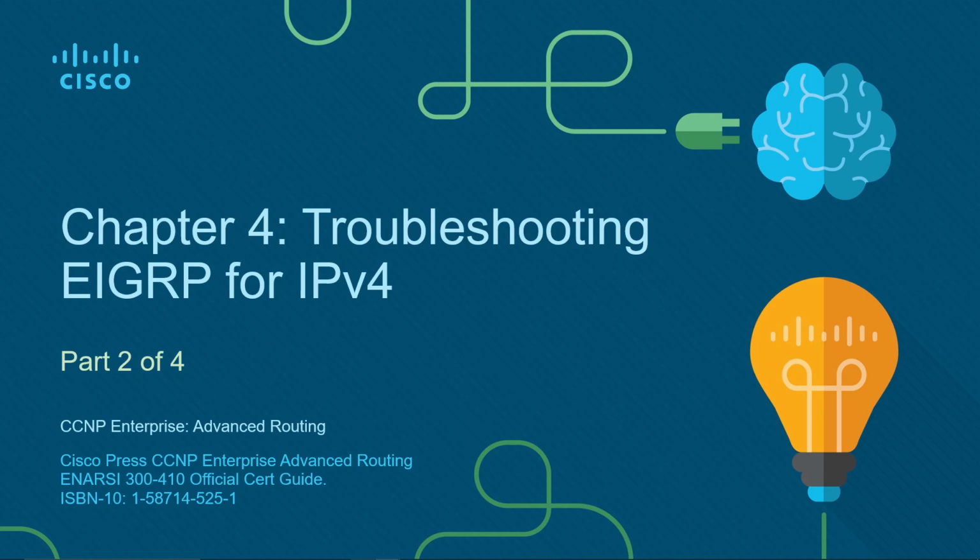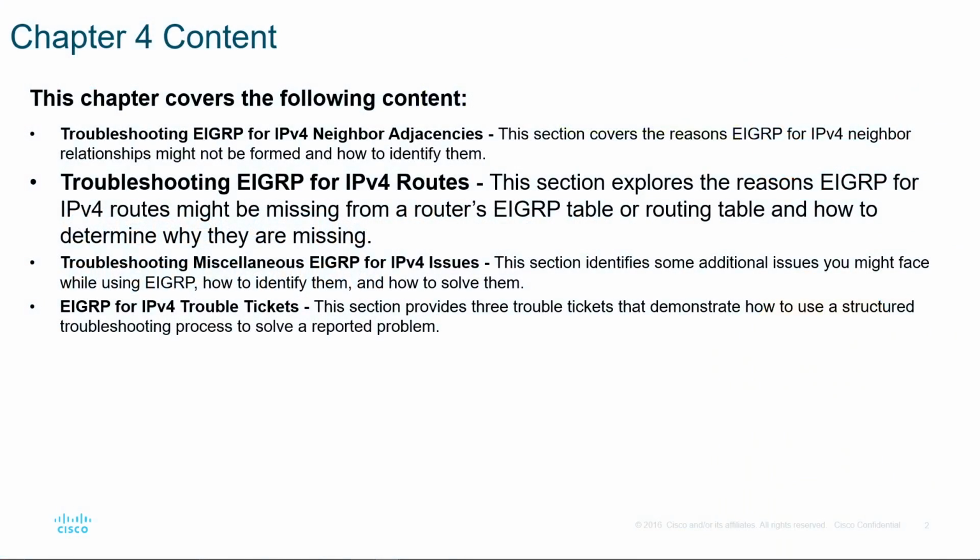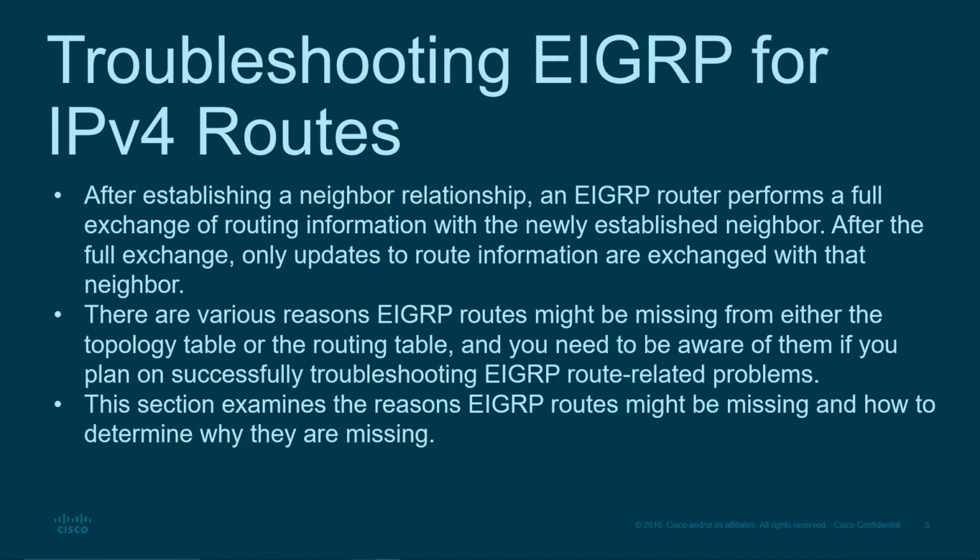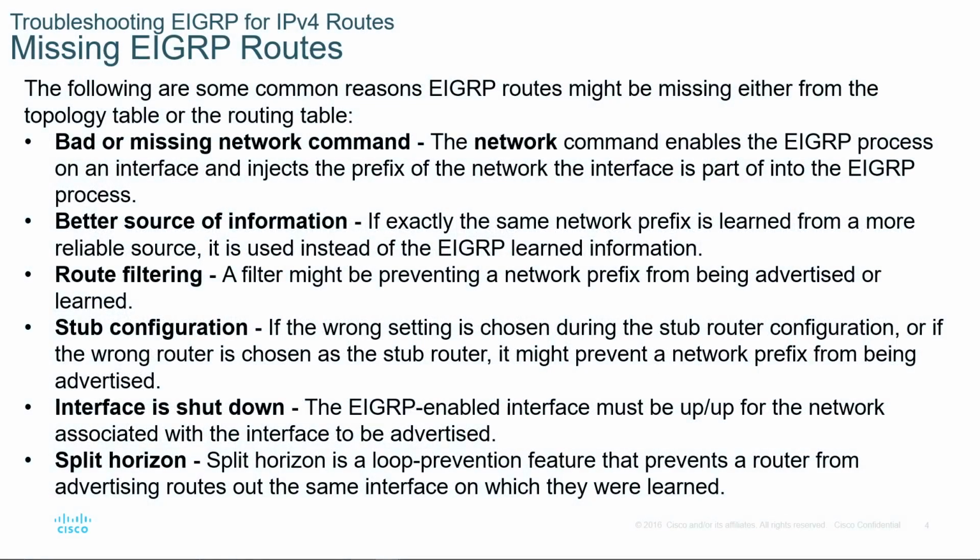Okay, welcome back to Troubleshooting EIGRP. This is part 2 of the 4 theory presentations. In this one we'll be looking at troubleshooting the IP routes within EIGRP, and how that routing information is exchanged after the neighbour adjacencies have been formed, how the topologies are formed, why they may be missing information, and let's get started.